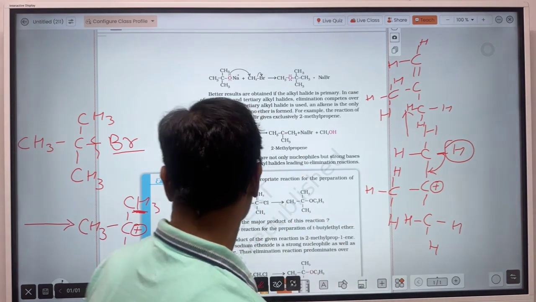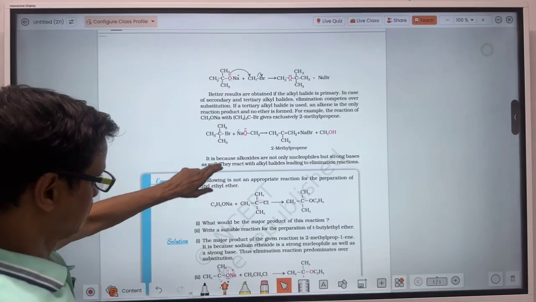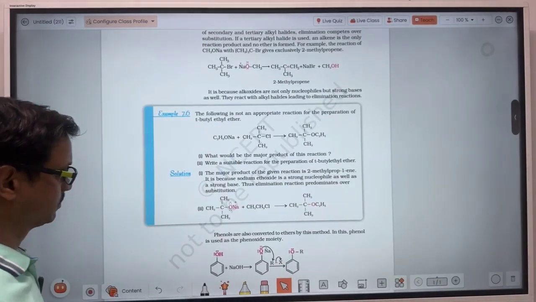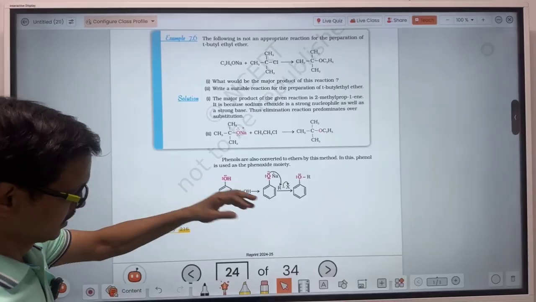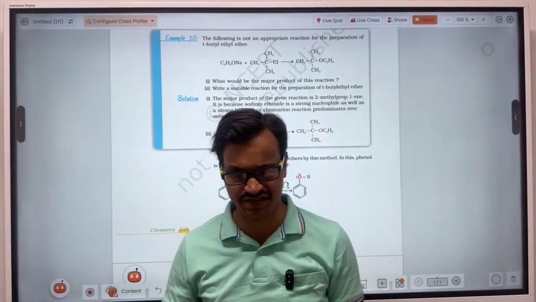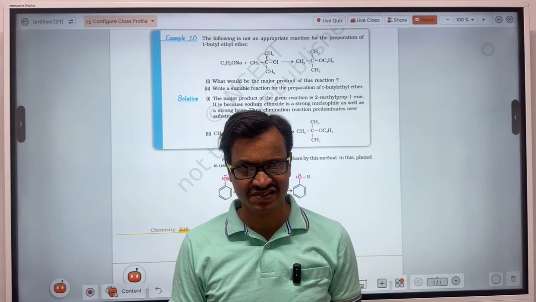Okay, that is here. Now let's see this question. Watch out for this question. I have already discussed this right now. Then after, let's see here. When you have to prepare during the Williamson synthesis. This reaction is Williamson synthesis.